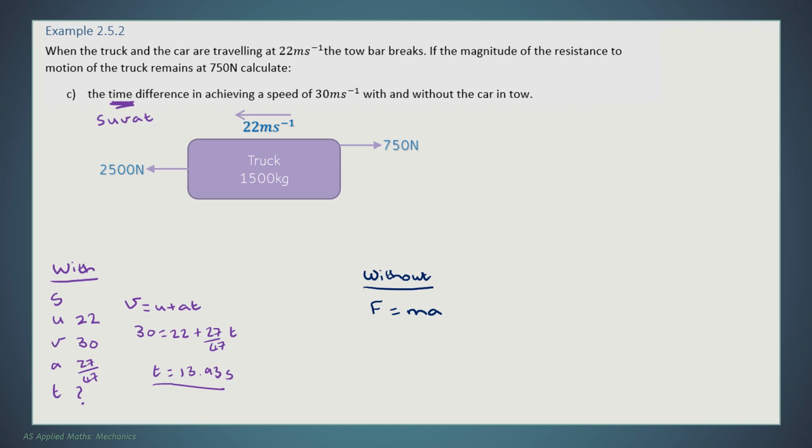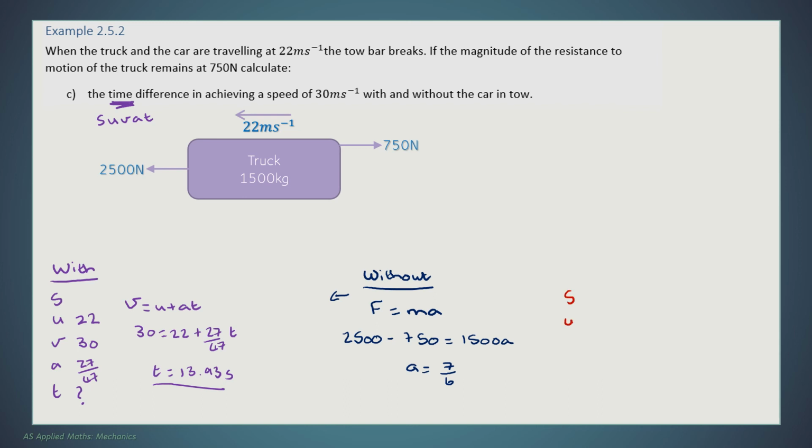So working out F here, it's the same idea. We're moving in that direction. So I've got 2,500, take away 750 is equal to 1,500 A. So I can recalculate what that acceleration is, and you should get it to be 7/6. Again, I'm using exact values just because this is part of my working out and not my final answer.